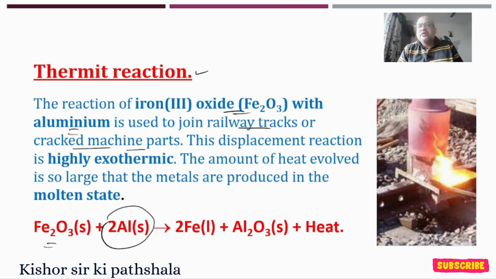Between the cracks we require molten iron, right? For that the temperature should be very high. As this reaction is highly exothermic, the iron we are getting is in liquid form, right? So that goes between the cracks, and we are getting aluminum oxide, and a tremendous amount of heat is generated. Because of that, this iron goes between the cracks and the cracks are filled. This process is called the Thermite reaction.